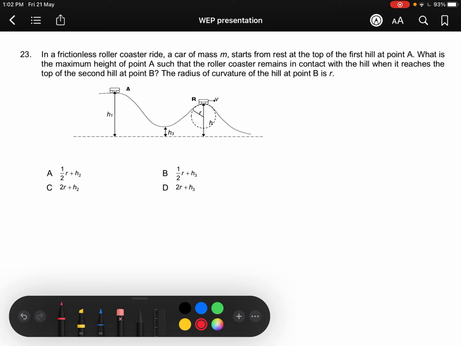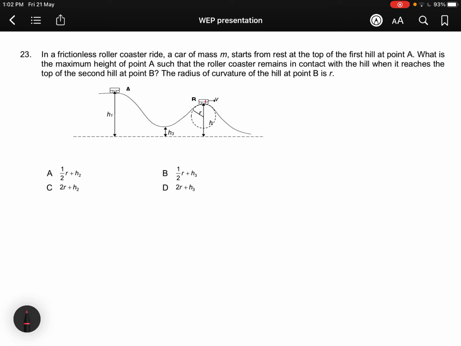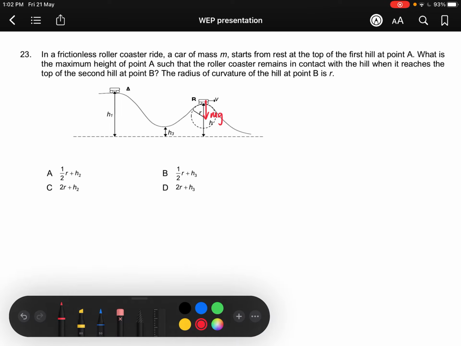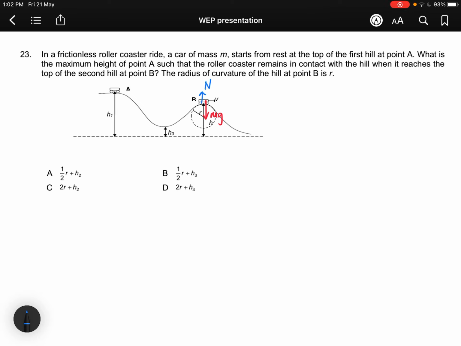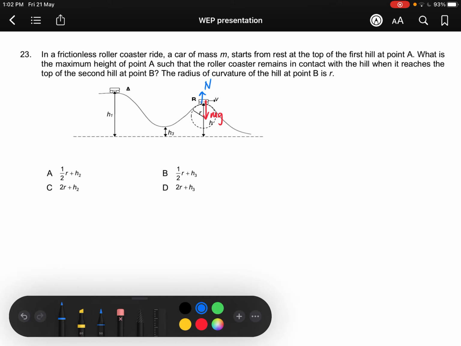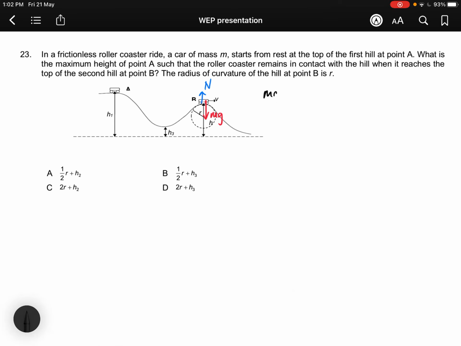For question 23, it's a bit unfair for you to do it before you learn circular motion. Nonetheless, let's just go through it. So at position B, if you have done circular motion, you'll realize that this is the usual routine of solving for the limiting condition at the top. So you can write, at the top, mg minus N equals mv square upon r.